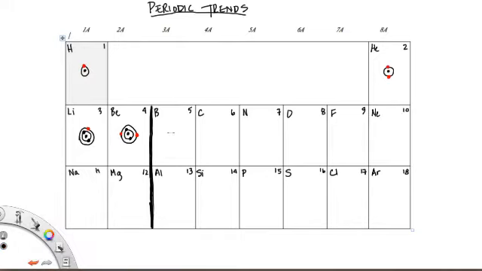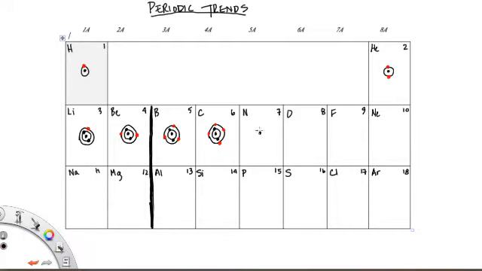Boron, 2 electrons in the inner energy level. Okay, and 3 in the outer. Carbon, again, has its inner energy level filled. 4 in the outer. All right.